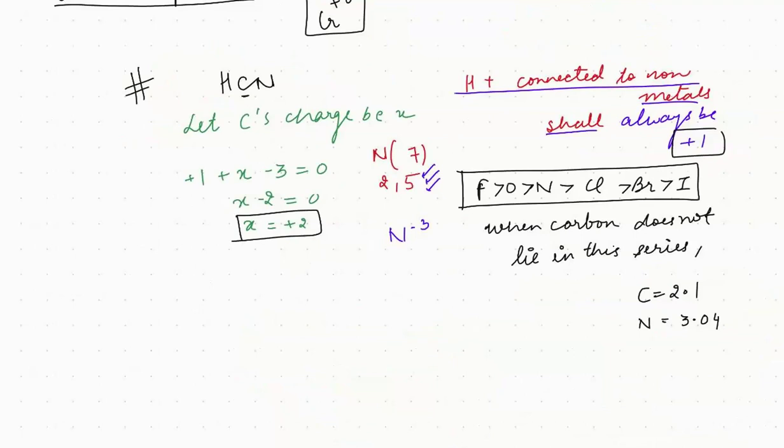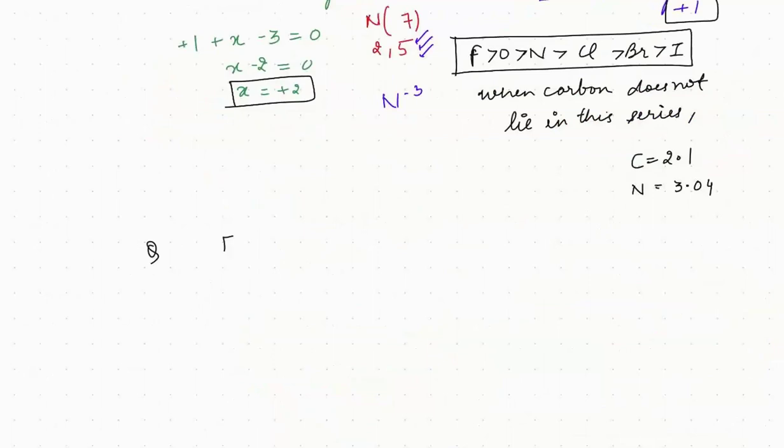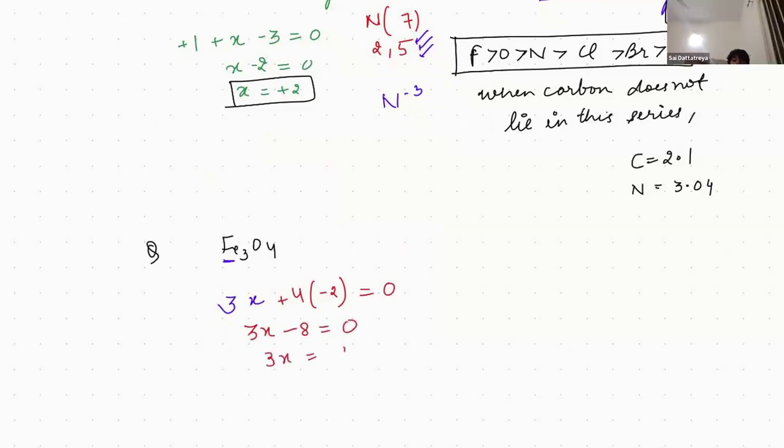Next is Fe3O4. Calculate the oxidation number of iron in Fe3O4. What would you say? You will say let iron's charge be X. So for 3 iron, it would be 3X. For 4 oxygen, it is going to be -2 each. Ma'am, because it's fractional oxidation state, we have to draw the diagram.